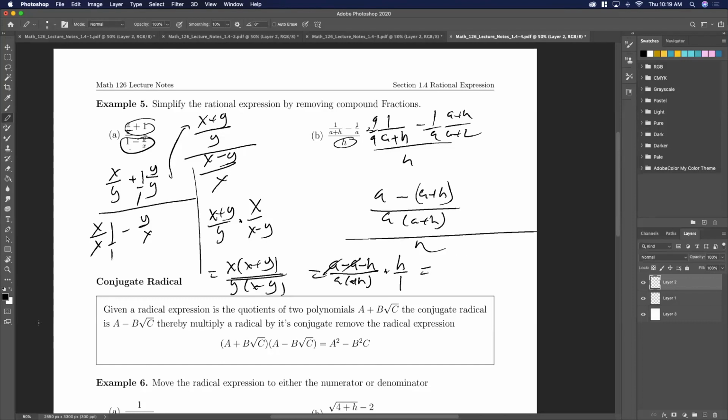If I flip this, I didn't flip it. If I flip h, what do I get? I should get 1 over h. And so what do I have here? I have minus h up top over a plus h times a. 1 over h. Here I can safely cancel the h's, so I'm left with 1 over a times a plus h. And then, oops, my negative. Okay. So here, technically this is h over 1, this is h over 1. So when I flip it, it becomes 1 over h.